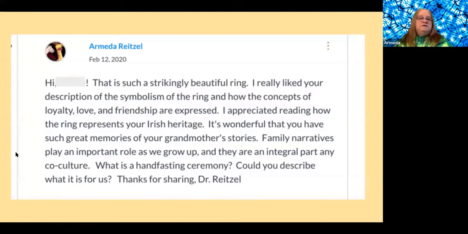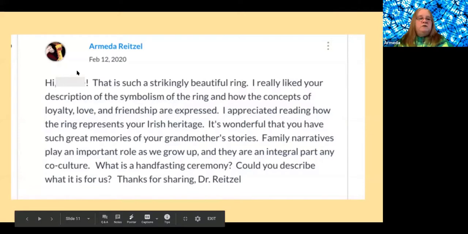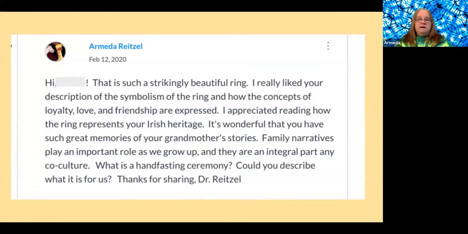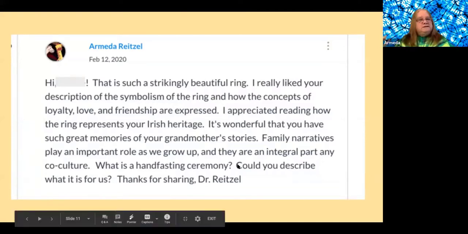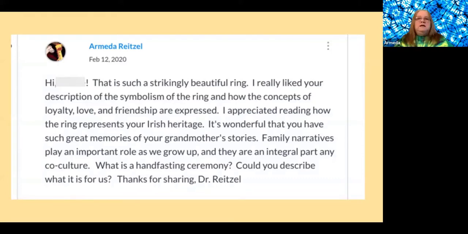So you'll see I say, hi, so-and-so. I want my students to use the first name of the individual, make a comment about it, and be very specific about it. You'll notice down here, what is a hand fasting ceremony? The student talks about the hand fasting ceremony, but doesn't really describe it. So even if I know what it is, I may ask a question so that it allows for that discussion and allows for that description. So I think it's important.